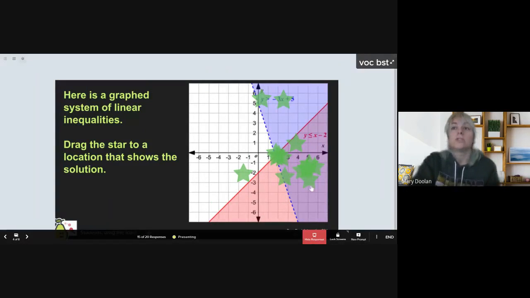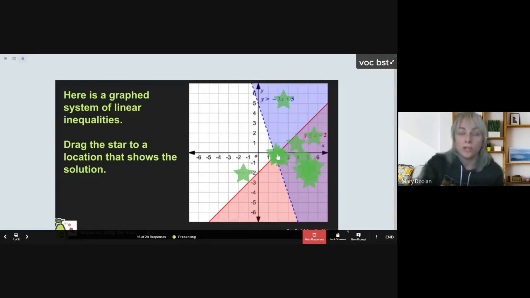All right, so what I see here is some green stars in this purple area. The green stars that are completely contained in the purple area are correct. If you put your star in just the blue or just the white, those are incorrect. To be a solution, it has to be completely contained in this purple area.